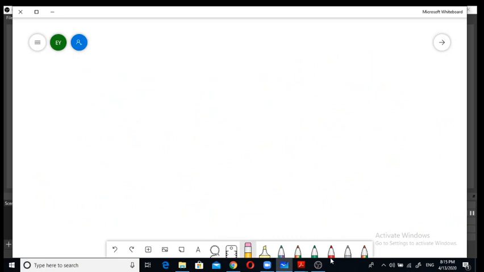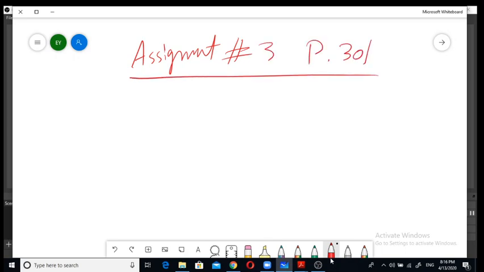We have an assignment, assignment 3. The textbook page 301, starting from 10 till 24, plus starting from 39 till 50.